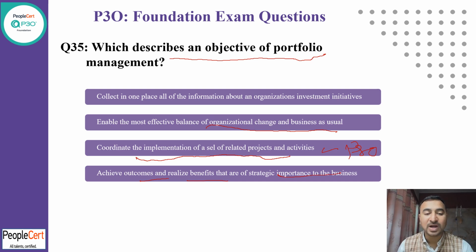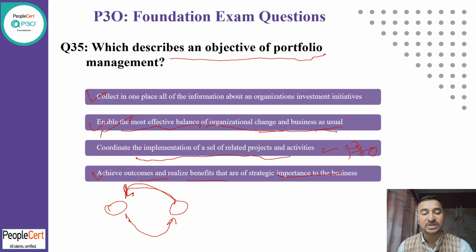Collect all information. So I believe options A, B, and C all are correct, but the most correct would be B, the effective balance of organization change and business as usual. So this is a graph: this is your change initiative, this is your business as usual. This is a balancing act, that whatever profit you are getting, you are investing in the new initiative, and then the capabilities you develop become your business as usual. So that is a balancing act. So I believe B would be the most correct answer.